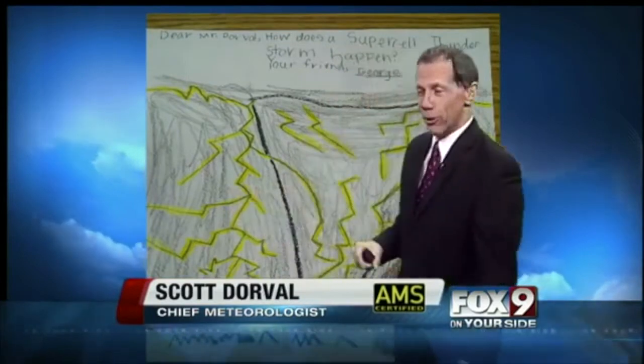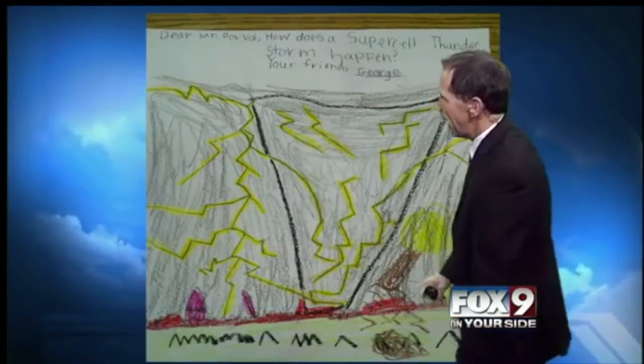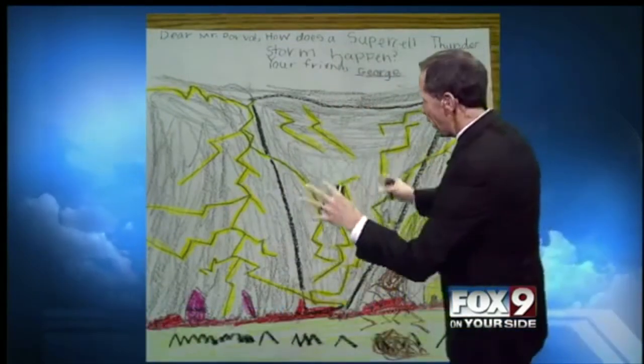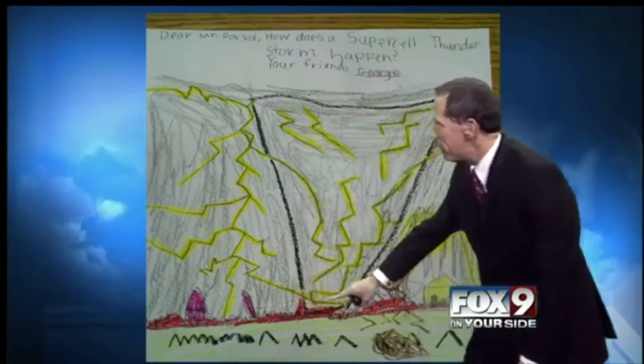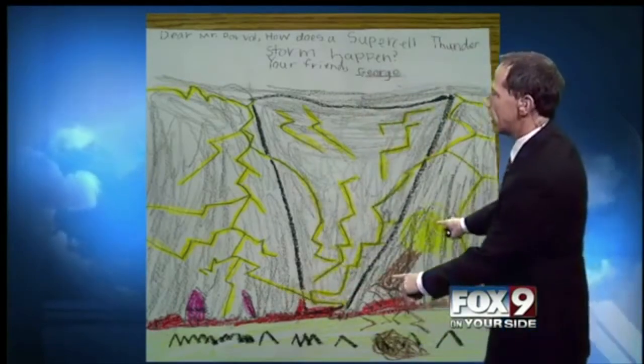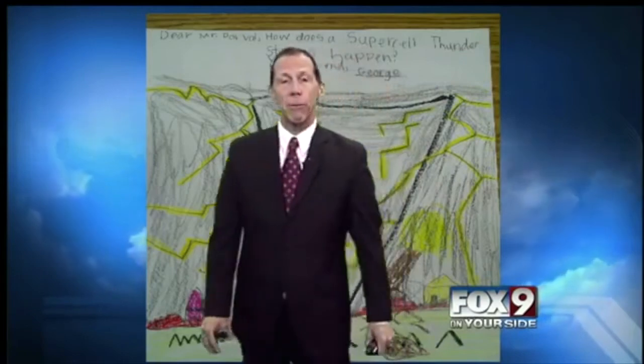How does a supercell thunderstorm happen? And here's George's picture that he was holding up here, and he's got a lot going on here. Look at all the lightning that's occurring, and I think there's a lot of damage here along the ground. Look at this tree tipping on over. And we saw a lot of damage today from the supercell thunderstorm.